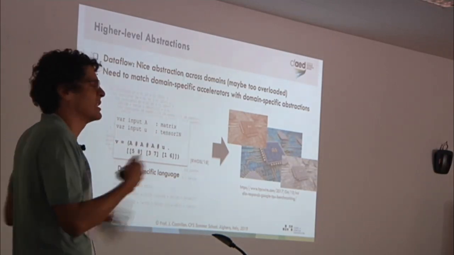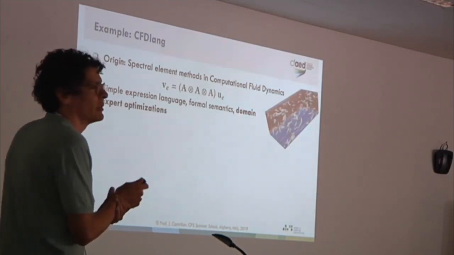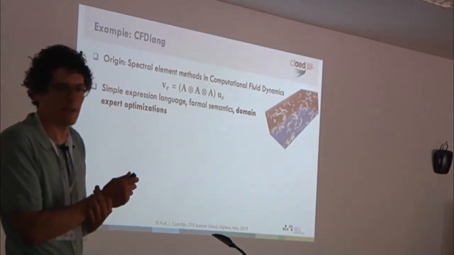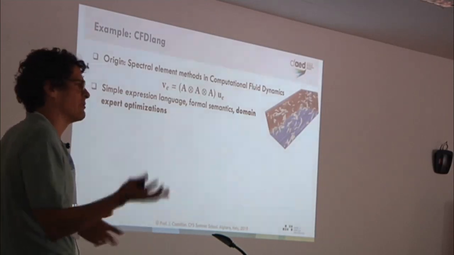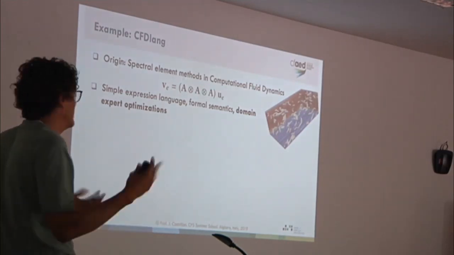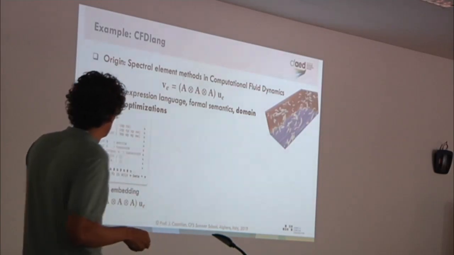This is one example of a domain-specific language that we have developed in our lab. There are some others, and there are many successful other DSLs in the world. For example, Spiral, Lift from Edinburgh, Halide, TensorFlow, TVM, and so on. So yeah, this is what we did.